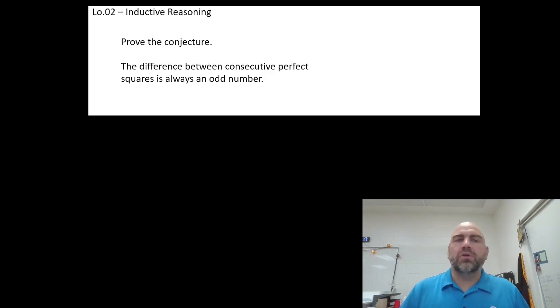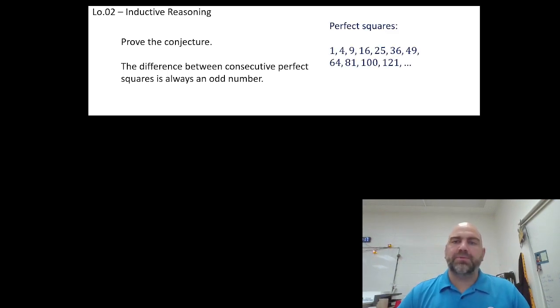Hello, we're going to be taking a look at an example of inductive and deductive reasoning and how we can use it to prove a conjecture. The conjecture that we're going to look at specifically today is the difference between consecutive perfect squares is always an odd number. We can prove this inductively by finding a bunch of examples that work or a pattern that works, or we can solve it deductively by making sure that it works every single time with every single value of a perfect square. So let's take a look at some examples here.